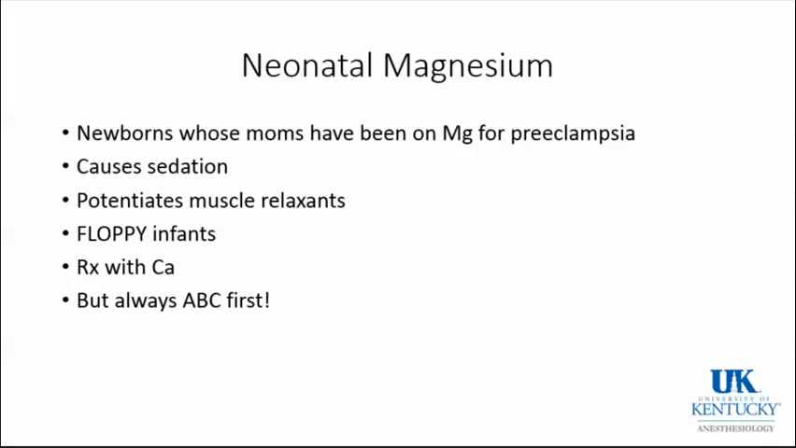It should be magnesium toxicity in the neonates. So whom do you see this in? It's usually those children who are born to moms who have been on magnesium for either eclampsia or preeclampsia. When you look at these children, they appear to be sedated and they're really floppy. So one of the differential diagnoses when you look at a child who's floppy is to ask, was the mom on magnesium? That's one thing that you can exclude. The treatment, of course, is calcium. Remember, it's always ABCs: treat the airway, look at their oxygenation, and whether they're circulating well or not.